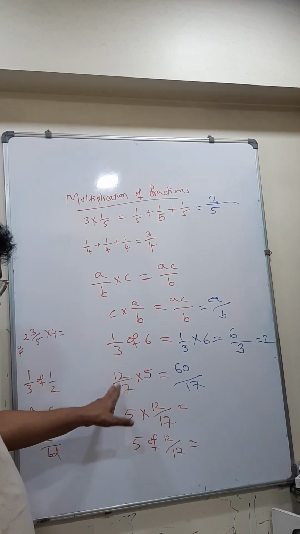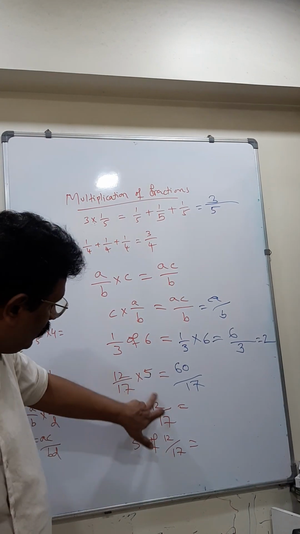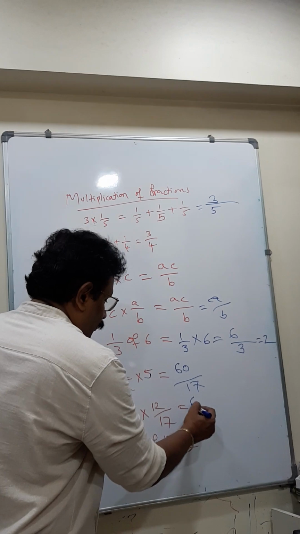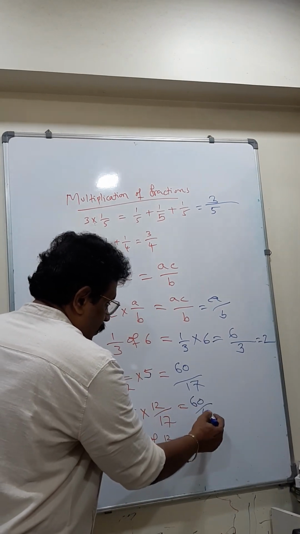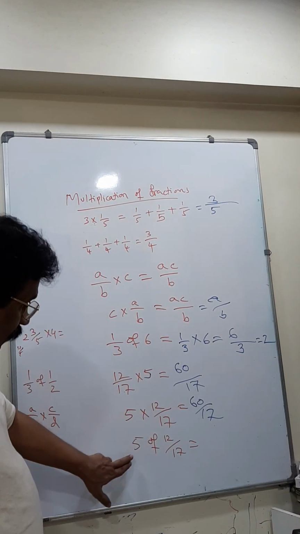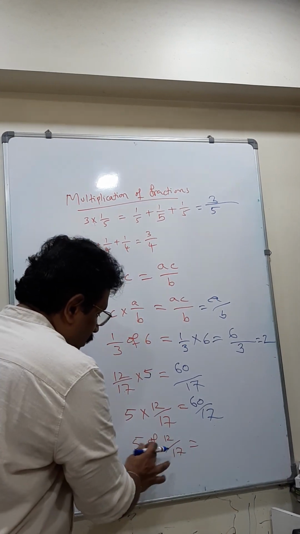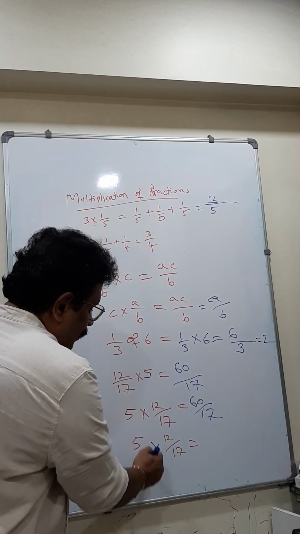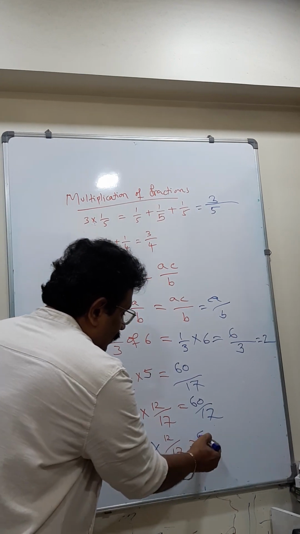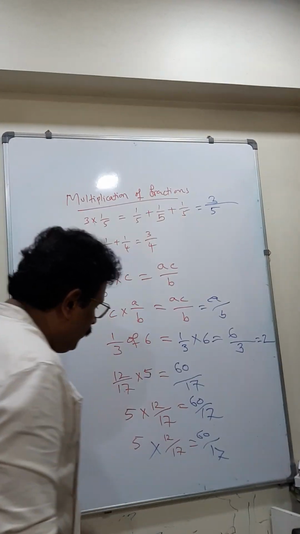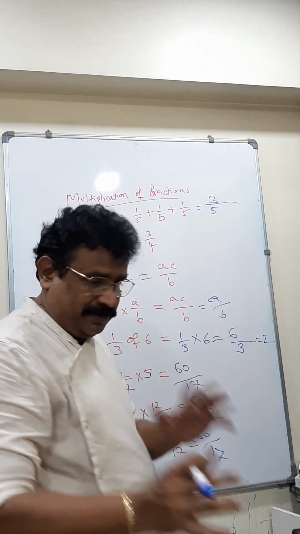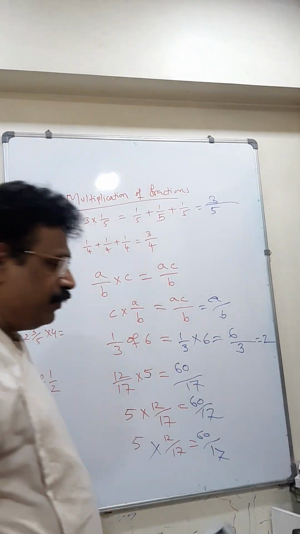Now in the same way, reverse it using commutativity. 5 into 12 by 17. Same answer. 5 12s are 60 upon 17. 5 of 12 by 17. Same answer. In place of "of" write multiply. 12 5s are 60 upon 17. So I'm just showing you different possibilities. It is one and the same. Don't get confused.